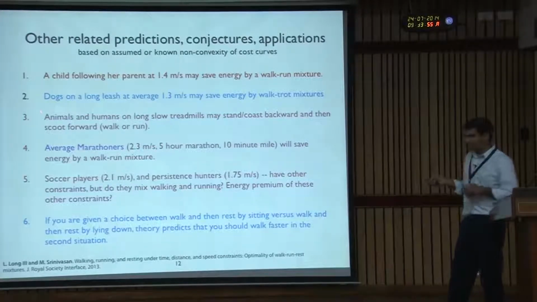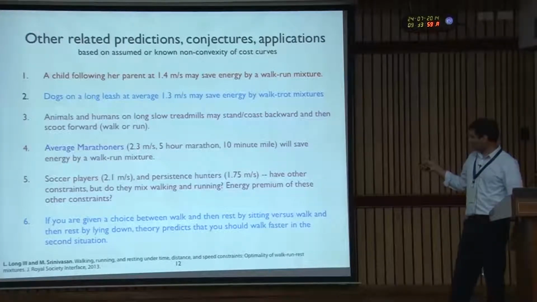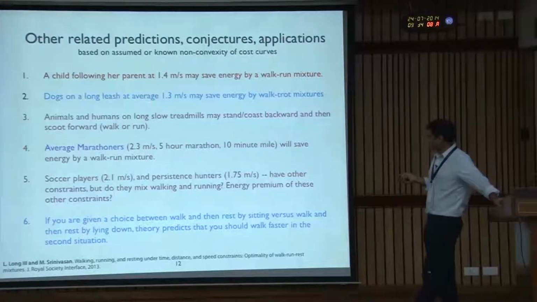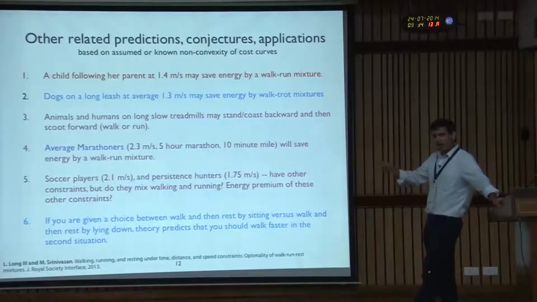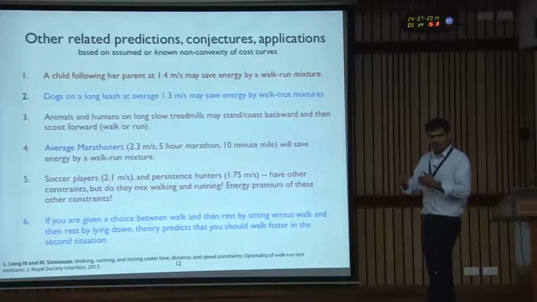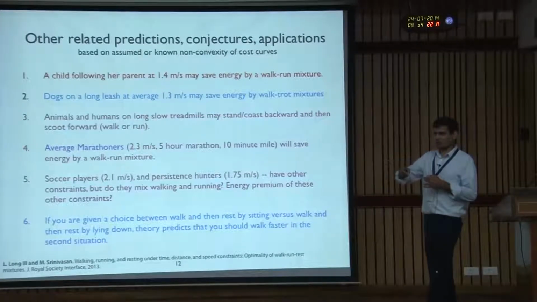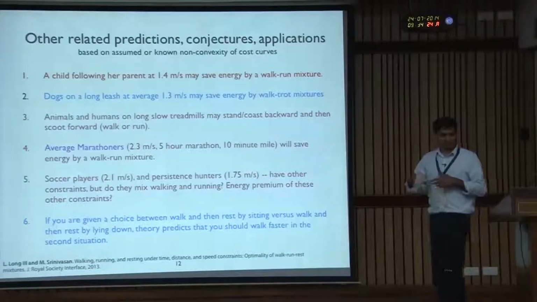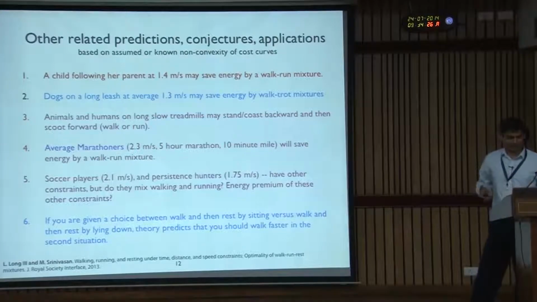It turns out the dogs, if they're forced to walk next to a person on a long leash, again, you have this non-convexity, which predicts a mixture of walking and trotting. We haven't done careful experiments, so these remain speculations, or predictions, but we can do them at some point. If you put animals or humans on a long treadmill as opposed to a short treadmill, which is what are in most gyms, at some ranges of speeds, the optimal thing to do is to run forward and then slowly coast backward, walking slower than the treadmill belt and so on.